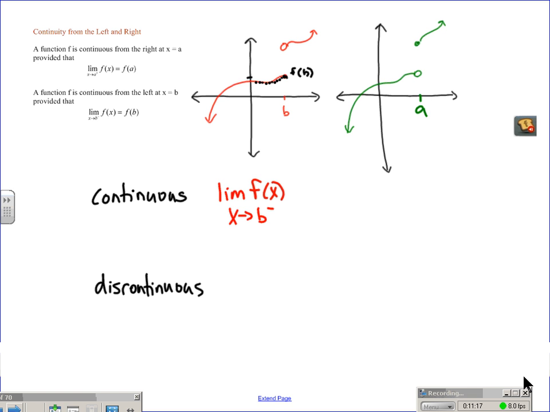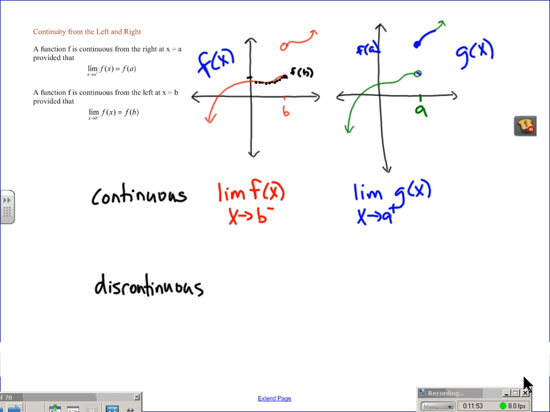And then when we're talking about the green here, this one is going to be continuous from the right-hand side, because it is defined here. And this would be f of a. Here, that would be the y value, because it's defined at that point. It's not defined here at this point. Okay, and we'll call this one g of x. This one's f of x. Okay, so it's defined from the right-hand side.